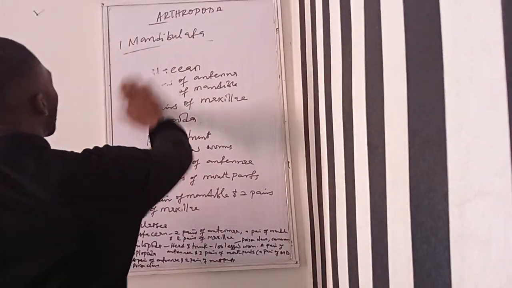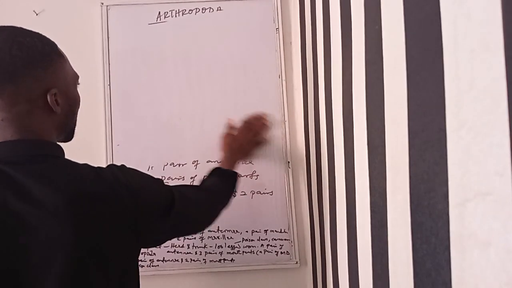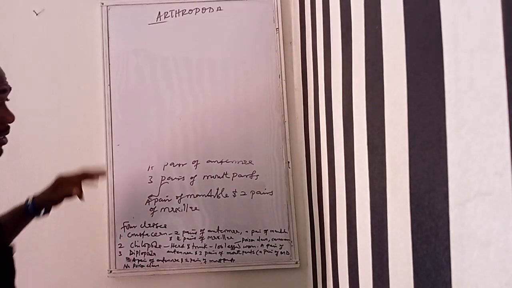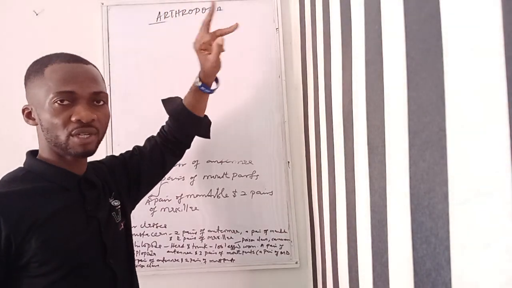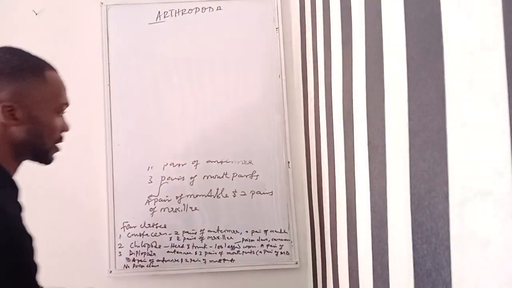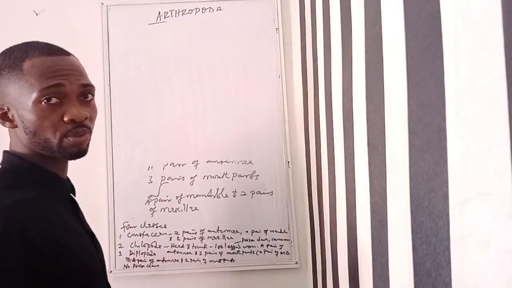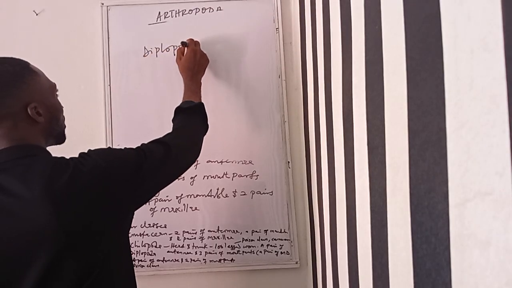The Diplopoda, we are still talking about the Mandibulata. As a matter of fact, the three subphyla we have in Arthropoda are the trilobite, the Chelicerata, and the Mandibulata. So everything I've been talking about now is under Mandibulata. We've talked about the first class, which is crustacea, the second class, Chilopoda, and the third class is Diplopoda, which is what we want to look at.